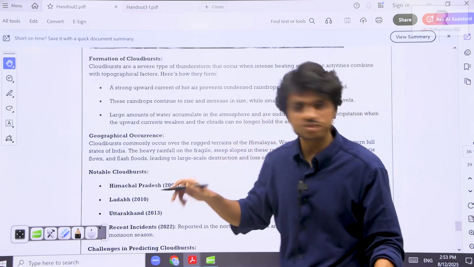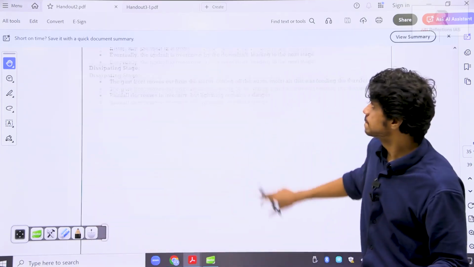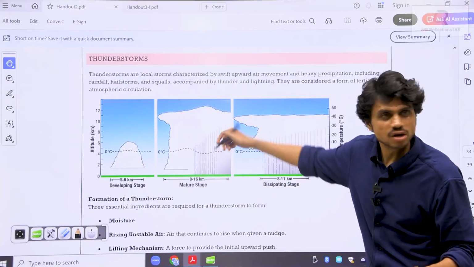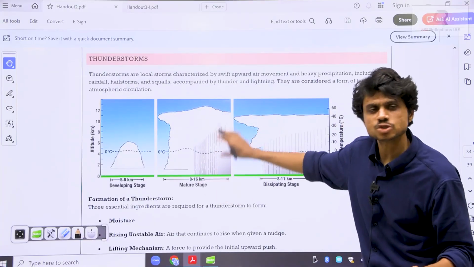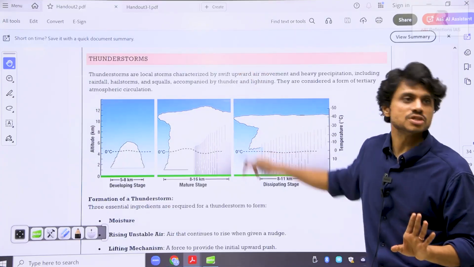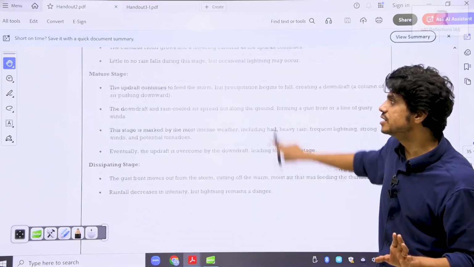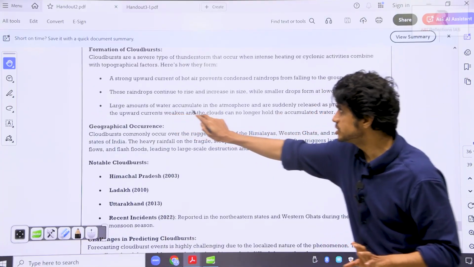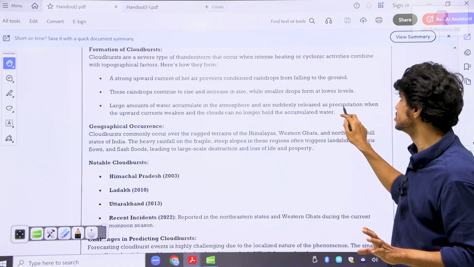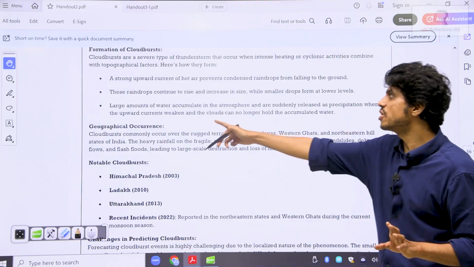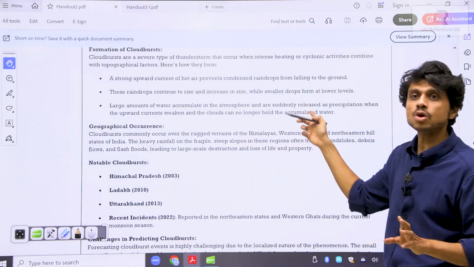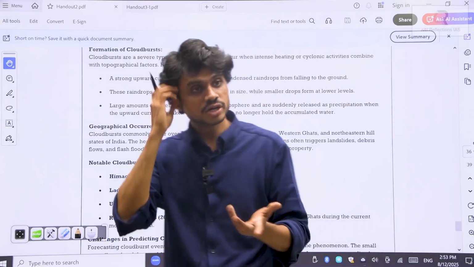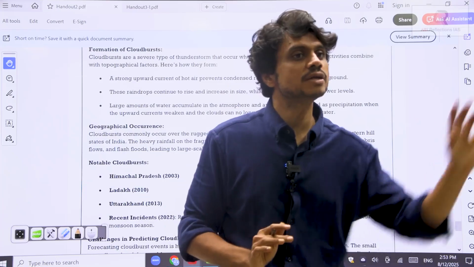Usually, in this diagram, see, these are the downdrafts, the rainfall. When the wind is trying to rise, it has to be blocked. But there you will not see such a block. So simply, they continue to rise and continue to grow. A large amount of water is accumulated in the atmosphere and is suddenly released as precipitation when the upward current weakens and the cloud can no longer hold. When it can no longer hold, we do not know. Scientists still do not have clarity on why this happens at that stage.